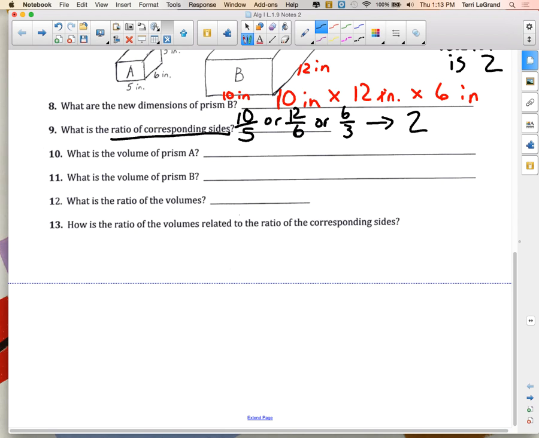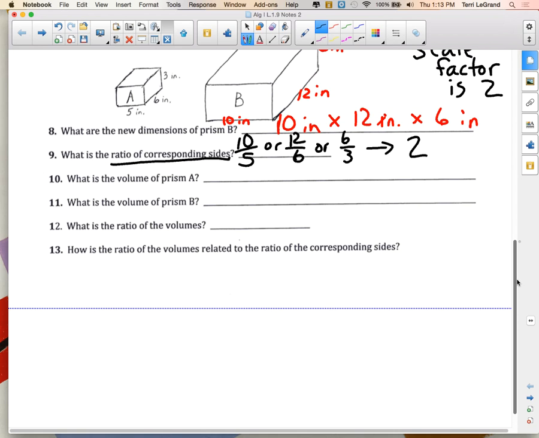So, what is the volume of prism A? Length times width times height. What is it? 90 inches cubed. Okay, so it's 5 times 6 times 3, and you're telling me that's 90. 30 times 3, and it's inches what? Cubed, because you took inches times inches times inches. It has to be cubed.